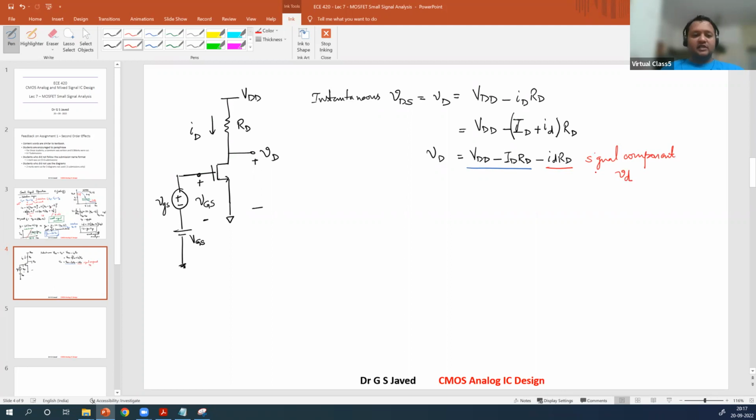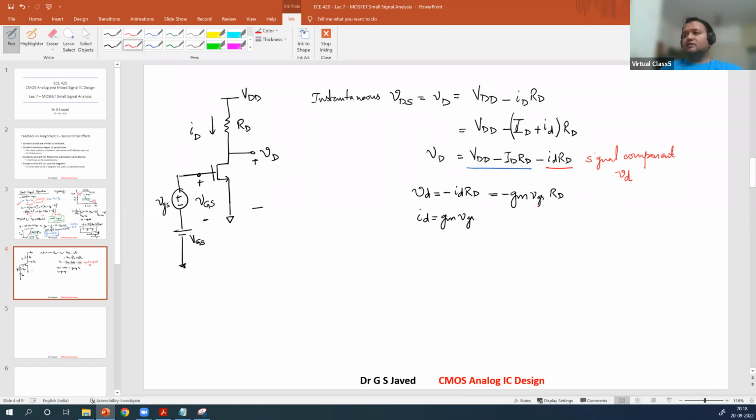Now, since this is the small signal variant, what you get is VD equal to minus id R capital D. Now, small id from the previous is given as id equal to gm vgs. This can be rewritten as minus gm vgs times RD. How is this useful? It is useful because now you are going to define something called the gain. What is the gain? VGS is your input, VD is your output.